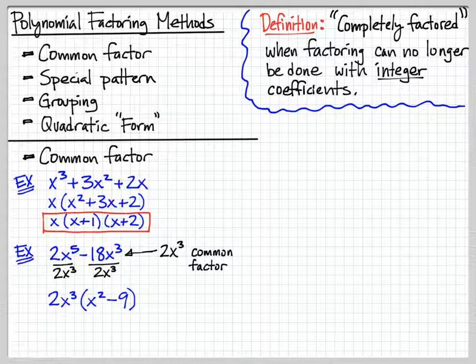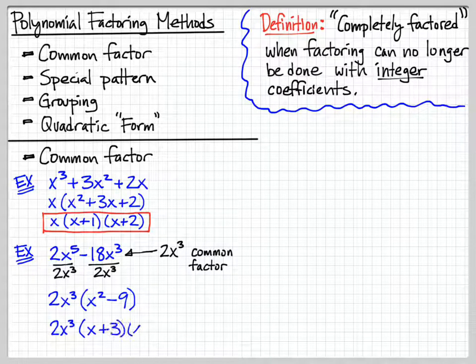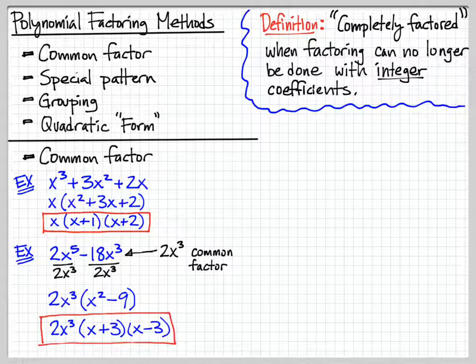Now again, this is not in its completely factored form because we have a difference of perfect squares. So whenever you see an x squared term minus a number which is a perfect square, it should raise some bells in your head. We can use our pattern that we've learned before and express this as x plus 3 and x minus 3. So this actually leads us into our second method, which is special patterns. This was a special pattern which we used to realize that we can turn this into this.